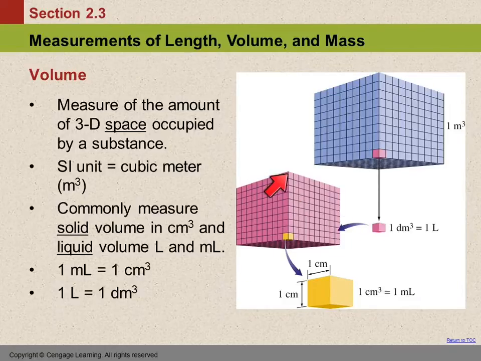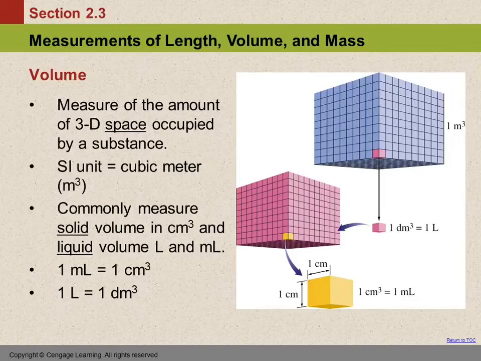If we zoom in on that and divide its sides into 10, now each of these little boxes is 1 centimeter, 1/100th of a meter. And so this little guy here in the corner is a cubic centimeter. A cubic centimeter is the same as a milliliter. It's 1/1000th of a liter.